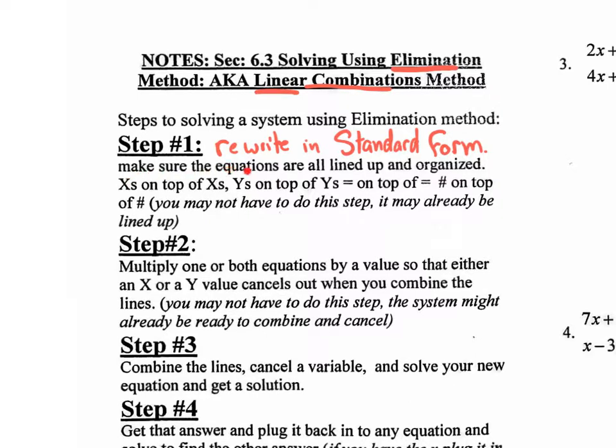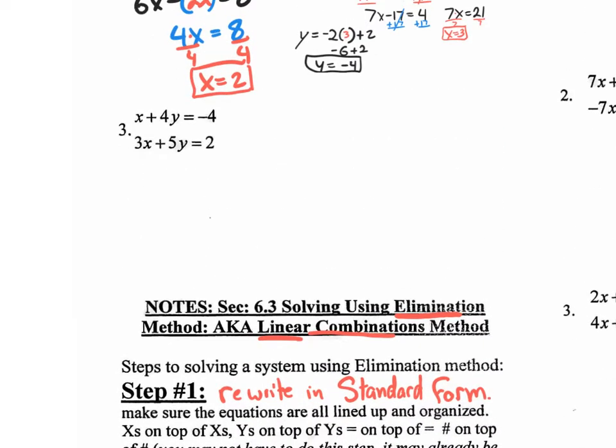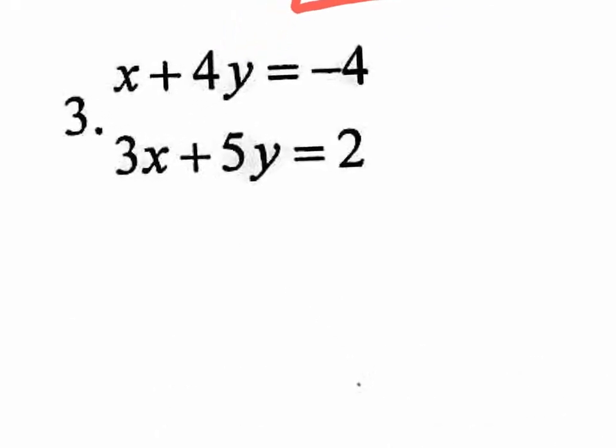It says make sure that the equations are all lined up and organized. X's on top of x's, y's on top of y's. That simply means make sure that they're in standard form. So class opener question 3, they are lined up. X's on top of x's, y's on top of y's, and so on. They are both in standard form: Ax plus By equals C. That was step 1. It's done for us. Let's move on to step 2.